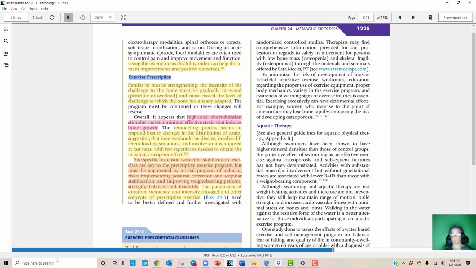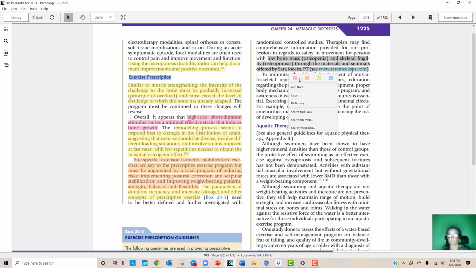Therapists may find comprehensive information provided for our profession in regards to safety in movement for persons with low bone mass, osteopenia, and skeletal fragility, osteoporosis, through the materials and seminars offered by Sarah Meeks, PT. See www.sarahmeekspt.com.